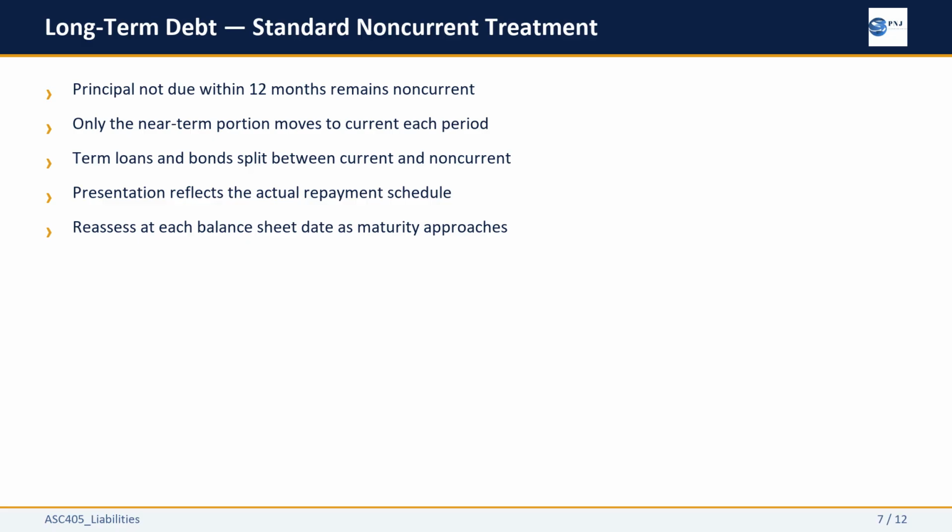The surprising part is how often companies treat long-term debt as a single line item when it almost always needs to be split. The portion of principal not due within 12 months stays non-current. That is straightforward. But a 5-year term loan, for example, will have a current portion every single reporting period as the next year of principal comes due. The balance sheet should reflect the actual repayment timeline, not just the original loan structure. Every quarter or year-end, you reassess and reclassify as the maturity date moves closer.